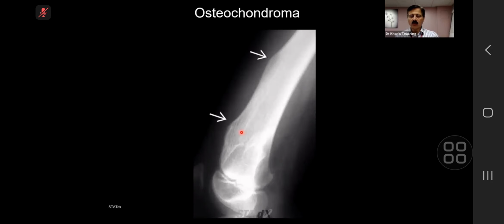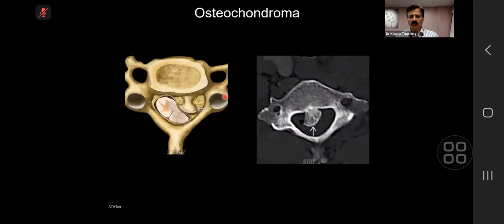Now, osteochondromas are various types, and this is a sessile type. Just wanted to show you so that you don't get confused if you see it. And osteochondromas can be in the spine, and they can cause a lot of problems. You can well imagine how it will be compressing the cord, etc.